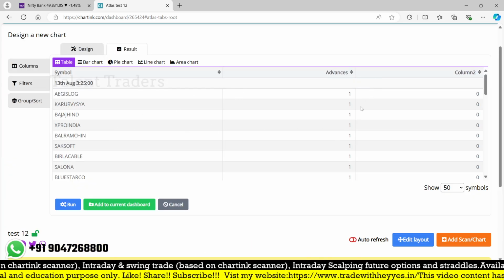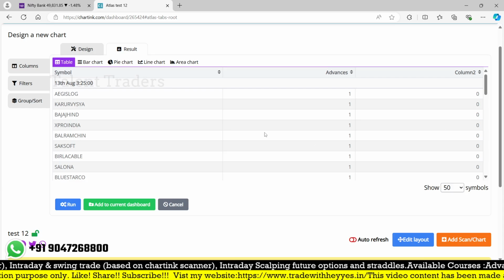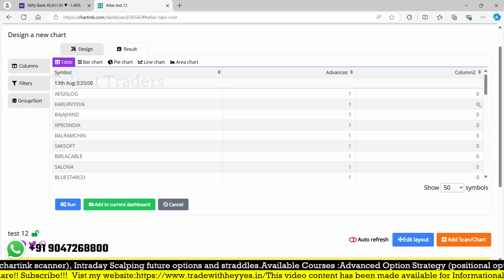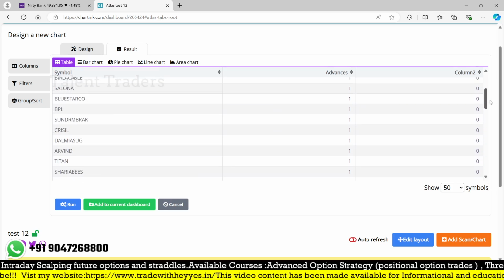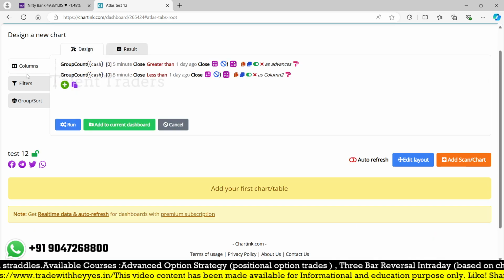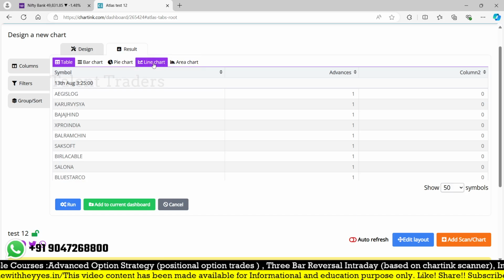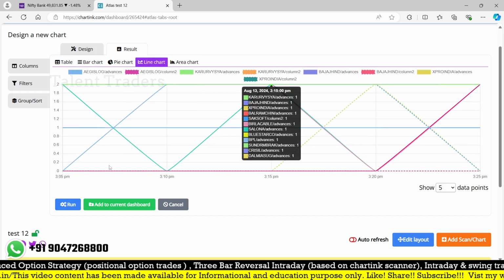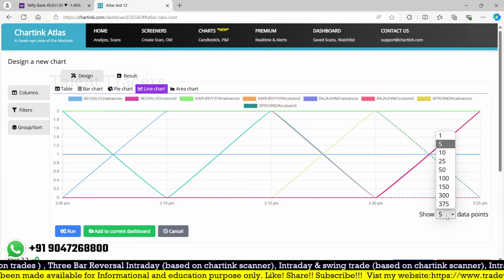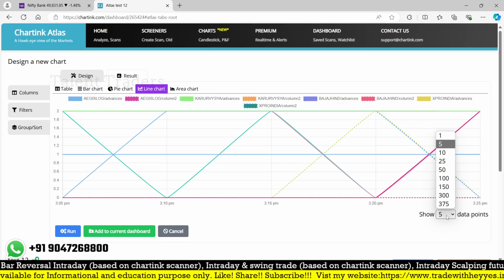Here you can see how many stocks are advance or decline. It is showing you in number format, 0 or 1. 1 is an advance and 0 is negative. And if you go for it, these are all the stocks. Okay, so we find out, and I'm going to take the results as a line chart. You can see the line chart. This is the line chart which we are going to take, and the data points we are going to take.